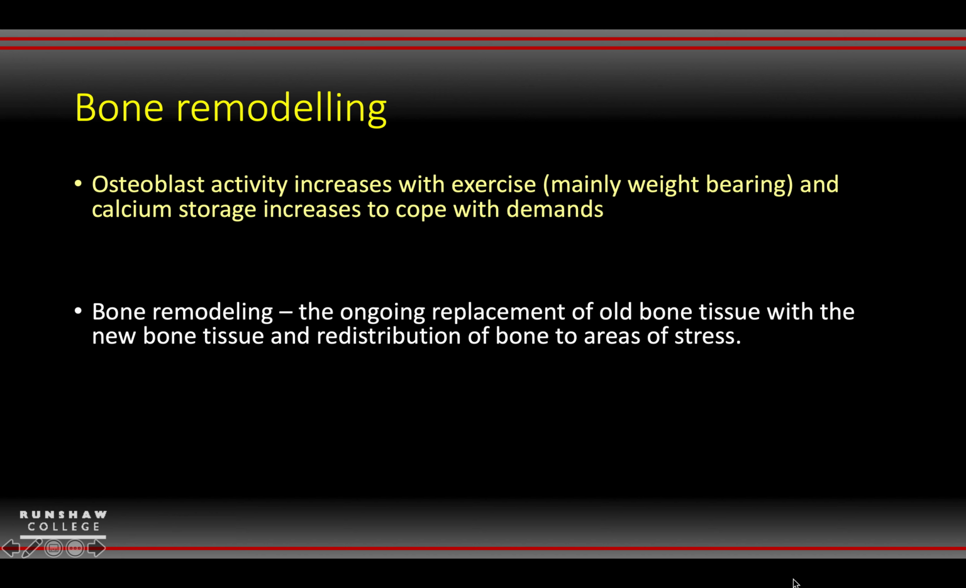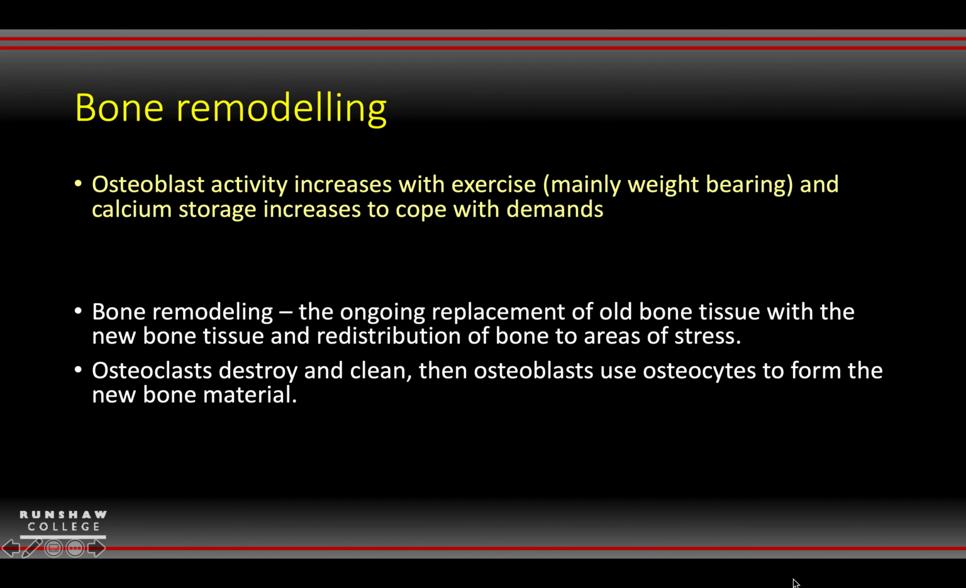So, bone remodeling is an ongoing replacement of old bone tissue with new bone. Okay, and they will then redistribute this new bone to the areas of stress. So it might be around areas like processes or tuberosities where there's been muscle attachment and the muscles have been used, or it might be where there has been high impact and areas of the bone need to be remodeled and worked on. As mentioned, your osteoclasts will clean, okay, and then your osteoblasts and osteocytes will come in to form new bone material.